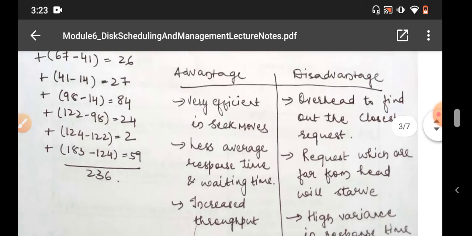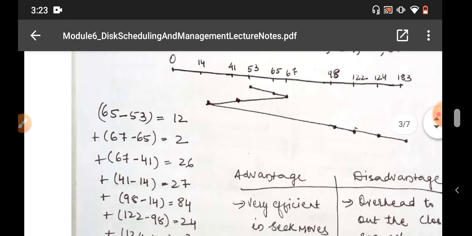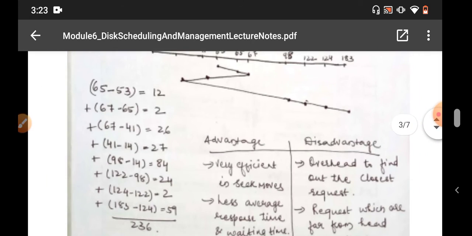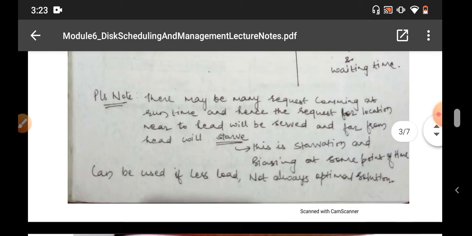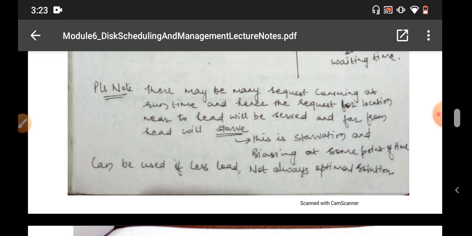Obviously, every time you need to calculate the seek time. This is the way we calculate it. I put the calculation over here for your reference and to save time. Please note that there may be requests coming at runtime, and hence a request for a location near to the head will be served very fast compared to a request which is far from the head, and that will starve. Starve means the request will not be served, and hence we say it is biasing.